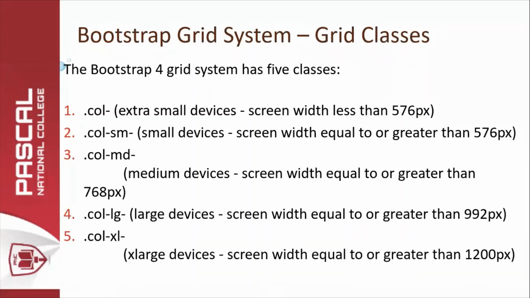For grid classes, you can use the following classes. First one is dot col dash, you need to use this. Similarly, for the small devices, you can use col-sm, then there will be a value like 1, 2, 3. Similarly, for the medium devices, you will be using the class col-md. For the large devices, col-lg. For the extra large devices, it will be col-xl, for devices whose width is equal to or greater than 1200 pixel.